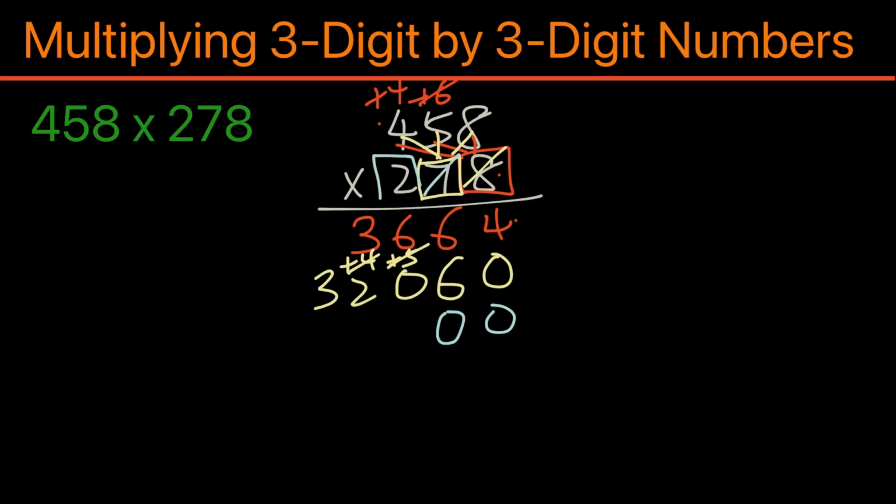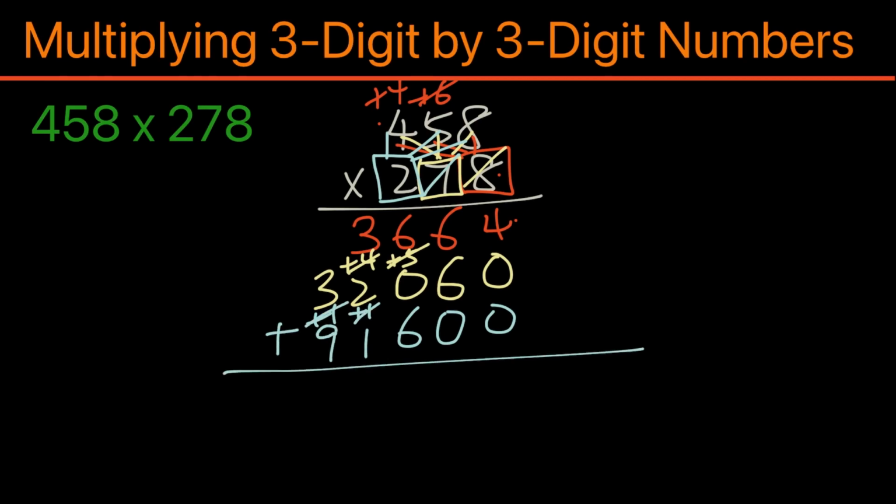Then we'll work on number 2. 2 times 8, 5, and 4. So 2 times 8 is 16. 2 times 5 is 10, plus 1, 11. 2 times 4 is 8, plus 1 is 9.